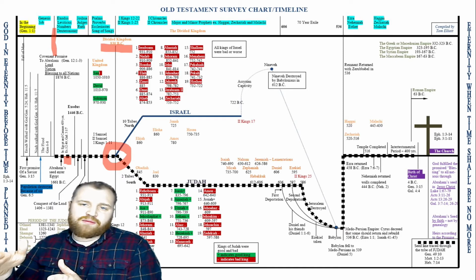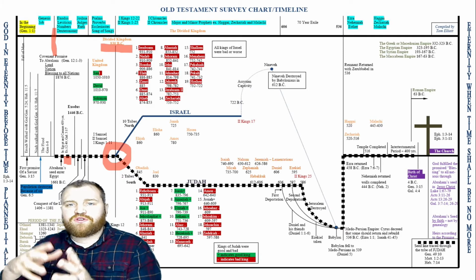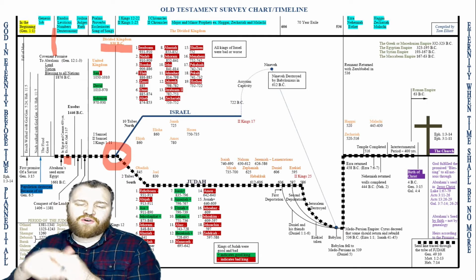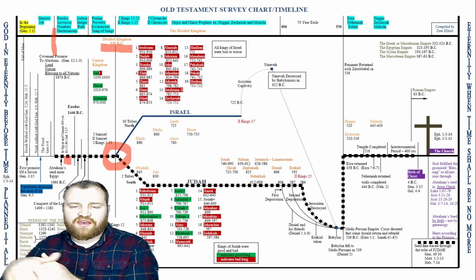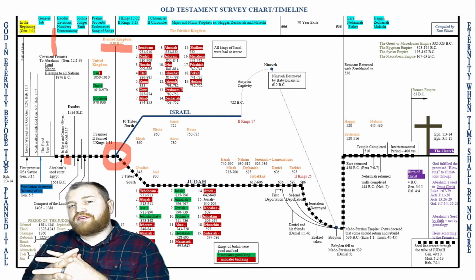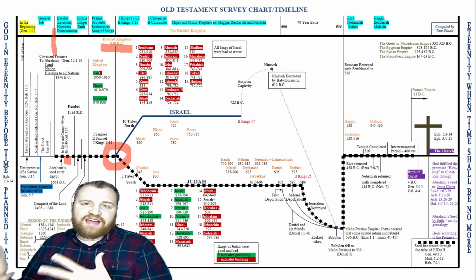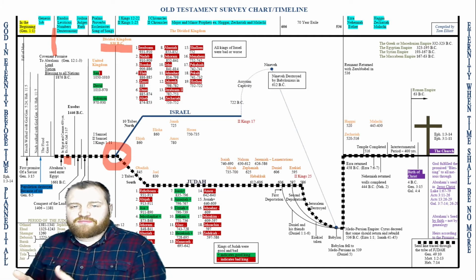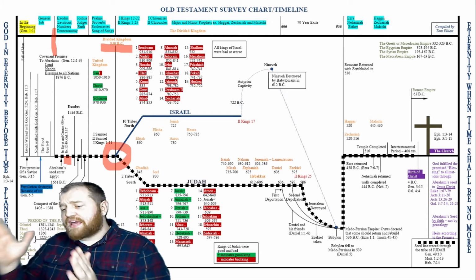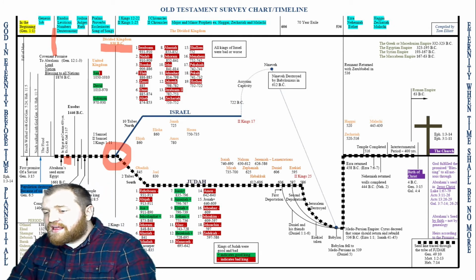Then you had Samuel come along, who's the first prophet, who prophesies about Saul becoming king, anoints Saul as king, then goes and anoints David as king. Then you have about 40 to 60 years of David running and being chased by Saul, before he becomes king. And then you have all of David's life, Solomon's life.